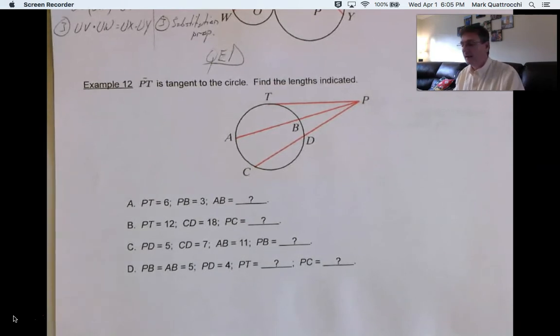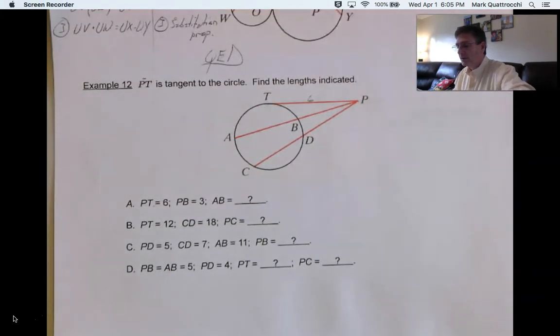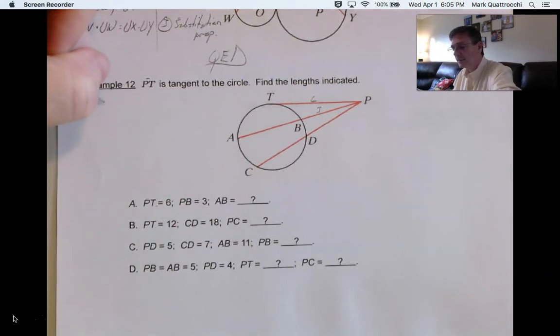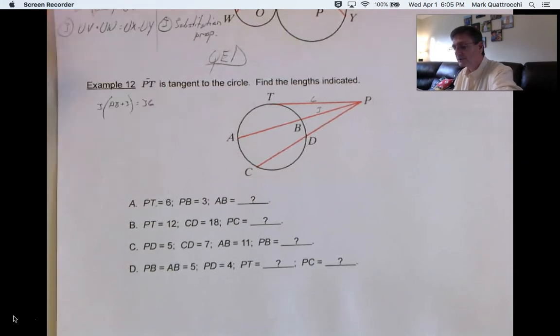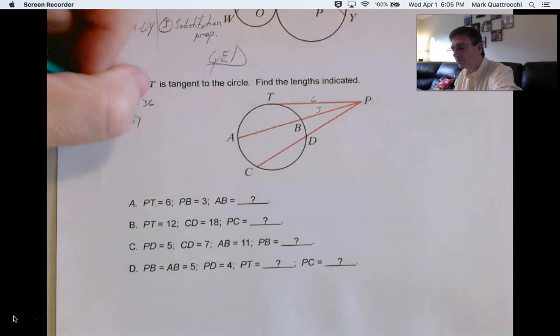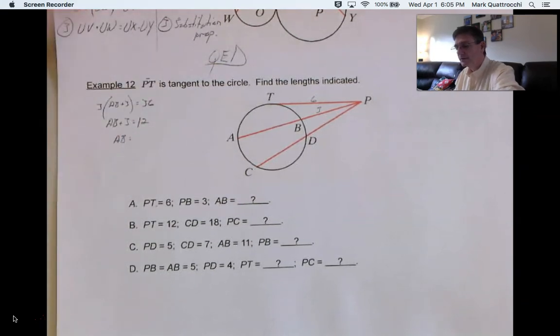Example 12. PT is tangent to the circle. Find the lengths indicated. Okay, so PT is 6. PB is 3. We want to find the length of AB. So off to the side here, 3 times AB plus 3 is equal to 36, or 6 squared. AB plus 3 is equal to 12. AB is equal to 9.